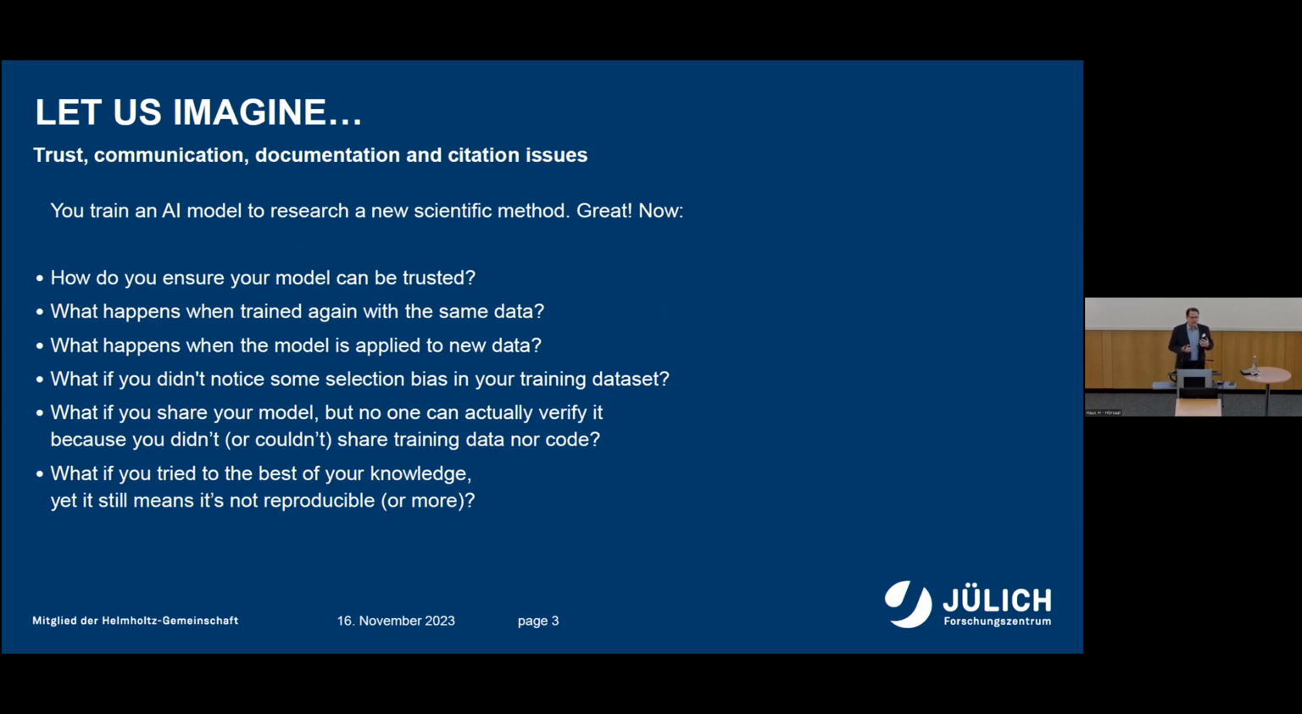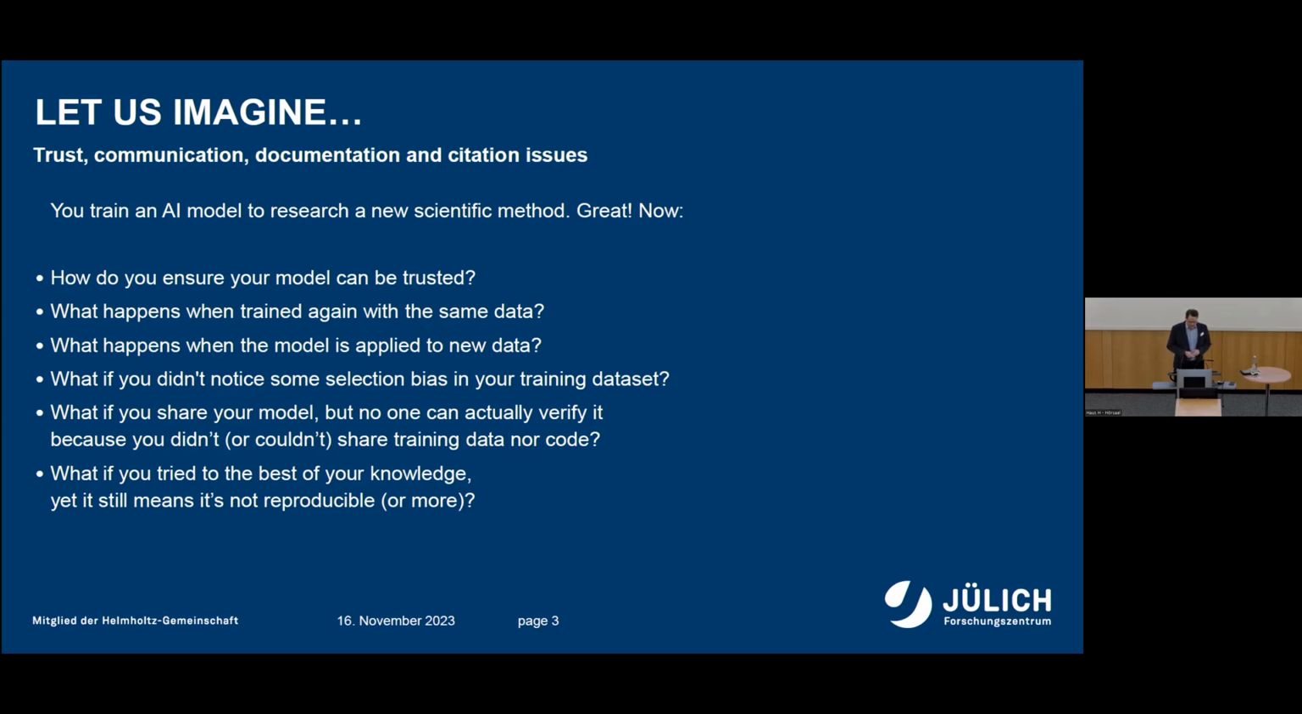What happens if we train the same model again with the same data? Are we sure this is still the same neural network? Does it give the same answers? What happens if we apply the model to new data, like replicability? And what happens if we at some point discover, oh, we did have some kind of selection bias within our training data set? What if we never discover that kind of thing? So how can we be sure that we don't fall into that pitfall?